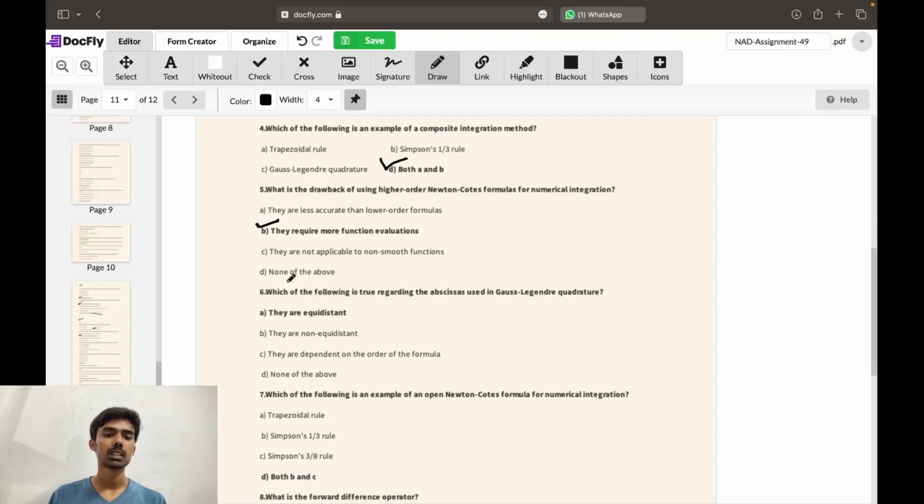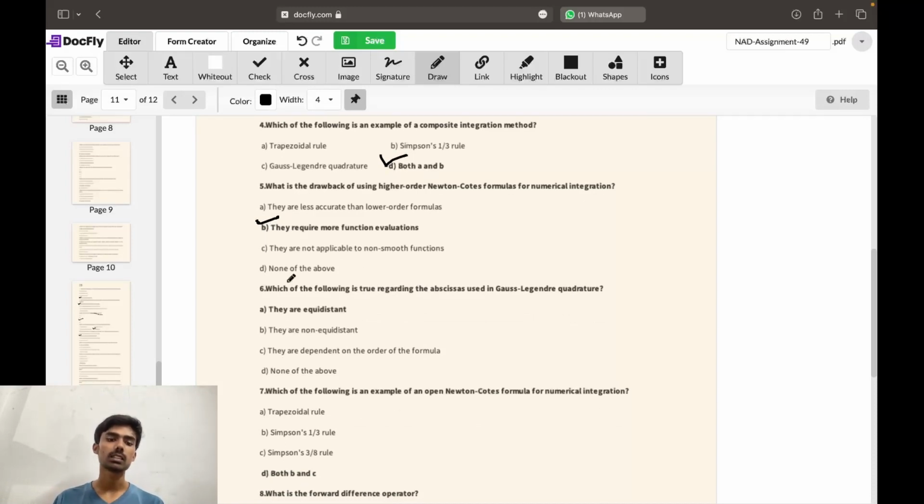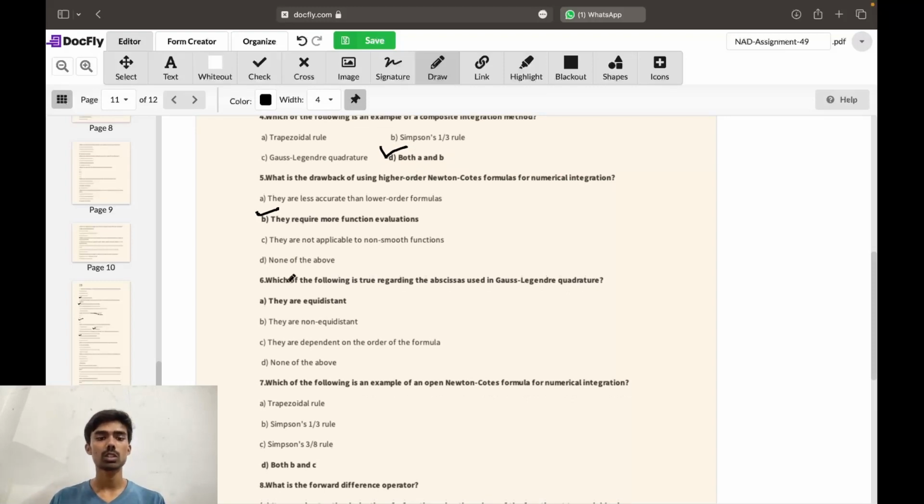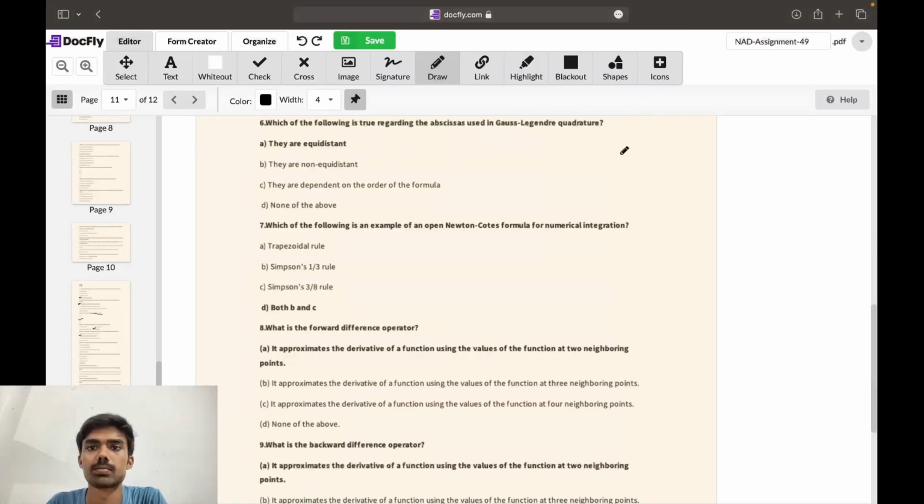For question number 6, we have: which of the following is true regarding the abscissas used in Gauss Legendre quadrature? The abscissas are always equidistant, so option A here, they are equidistant, is correct. Option B is wrong, and all the other options are not in reference with this question.